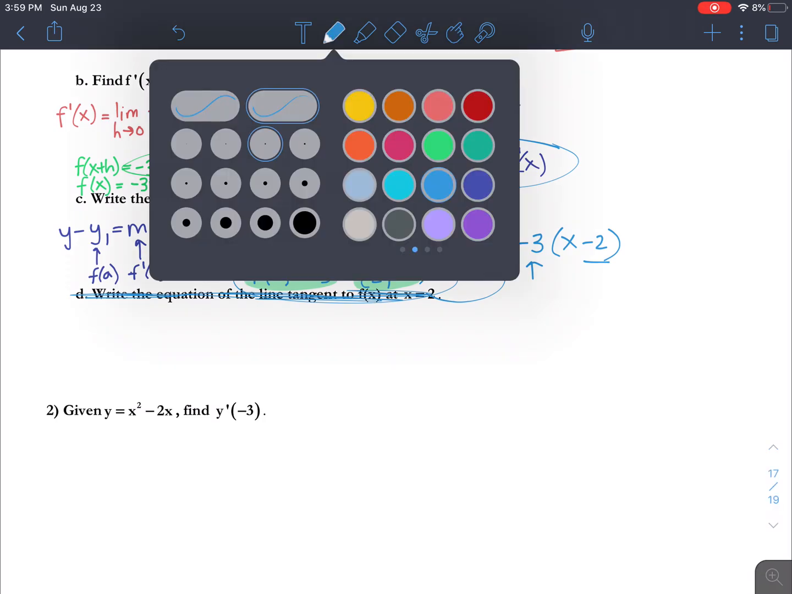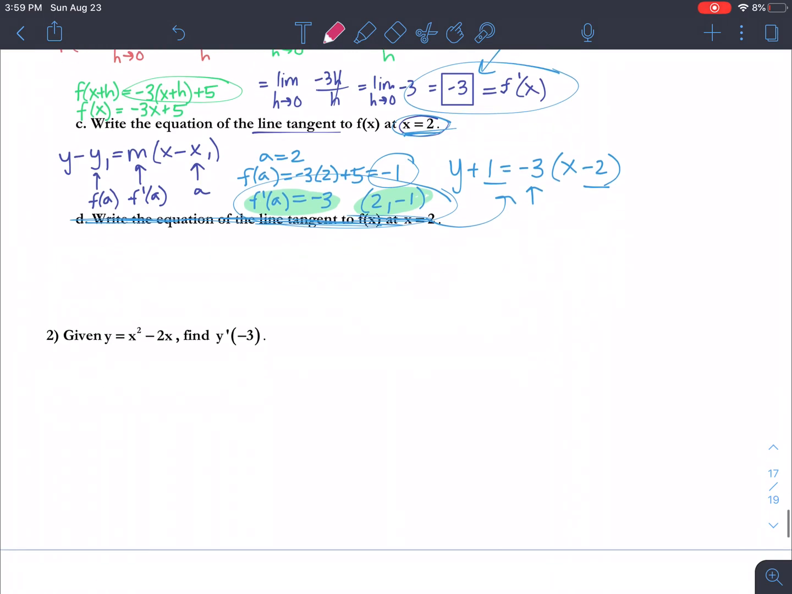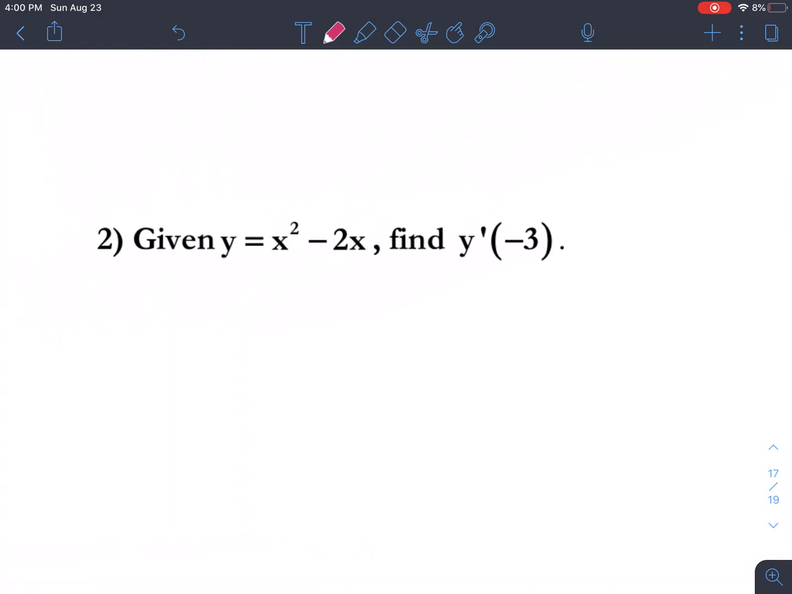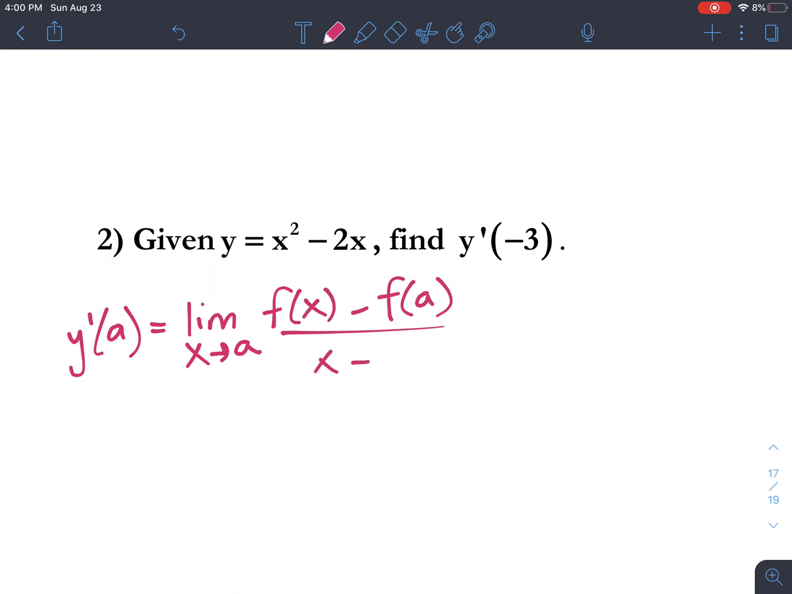Okay, number 2, we've got given y equals x squared minus 2x. Find the derivative at -3. Now, I wasn't asked just in general, what's the derivative? I'm asked at a certain point. So here's what I'm going to use for that. If I'm given specifically what's happening at -3, and maybe I'll just write this in general for a second, at some value of a, I'm going to use that first definition, the limit as x approaches a of f of x minus f of a over x minus a.